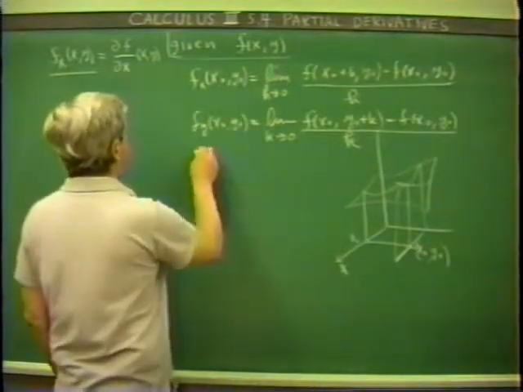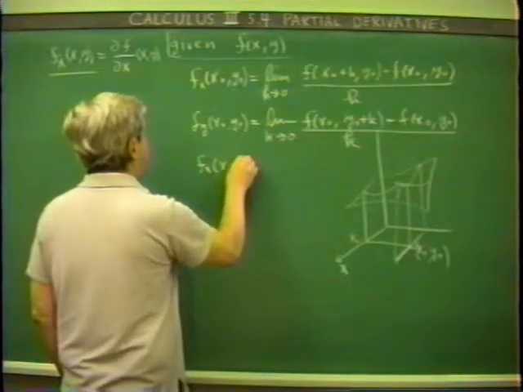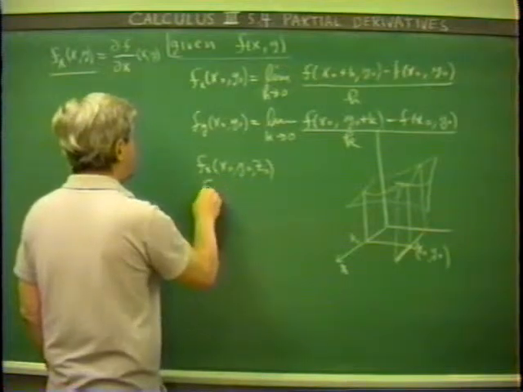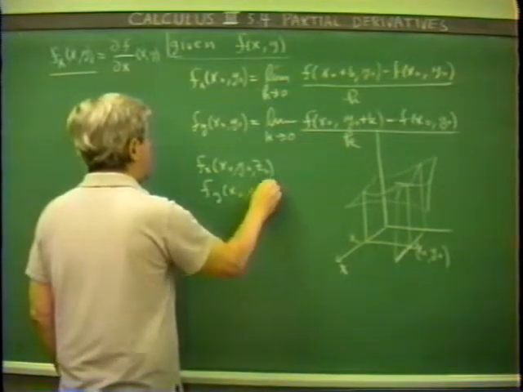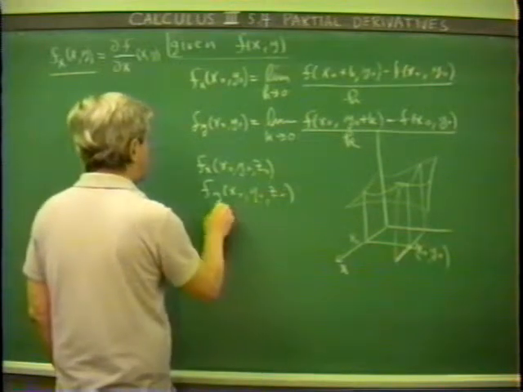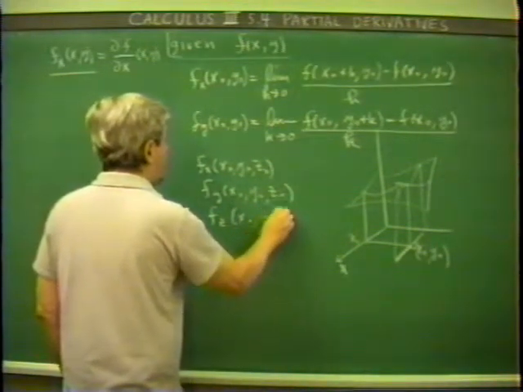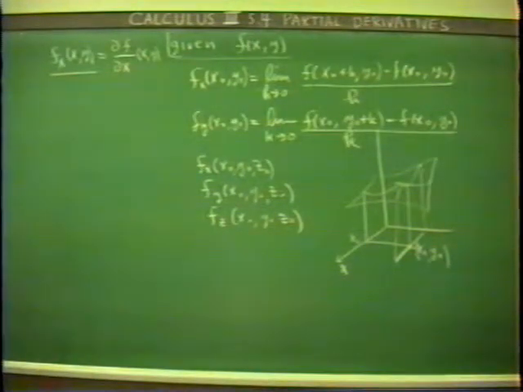Similar definitions for three variables, except there you have the partial with respect to x at x naught, y naught, z naught, the partial with respect to y at a point x naught, y naught, z naught, and a partial with respect to z at x naught, y naught, z naught.